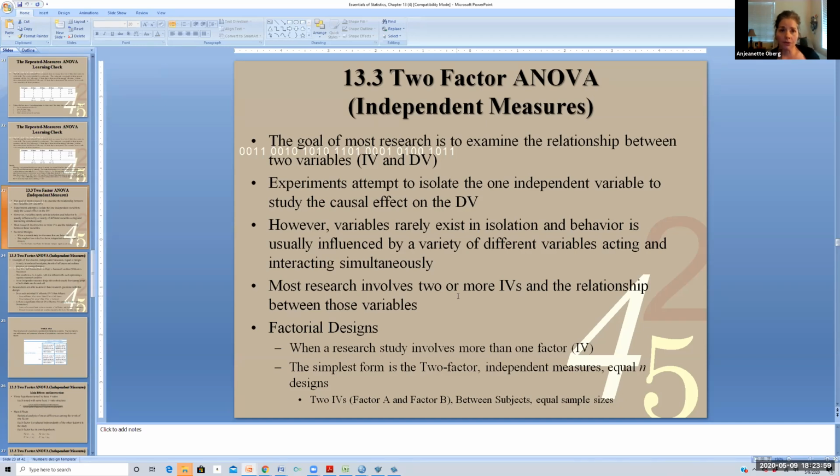So when we have two or more variables, we call those factorial designs. We had a single factor design for a one-way ANOVA and factorial designs when we're looking at two or more independent variables or factors. We're going to focus on the very simplest form, which is a two-factor independent measures equal n design. And by equal n, we mean that the number of participants in each condition is equal. Okay?